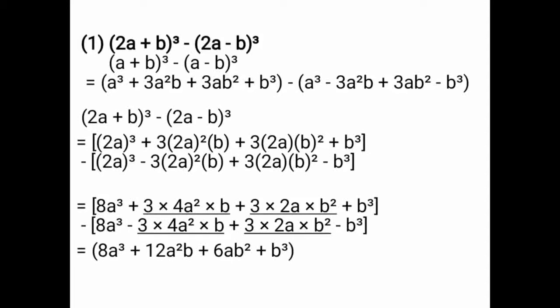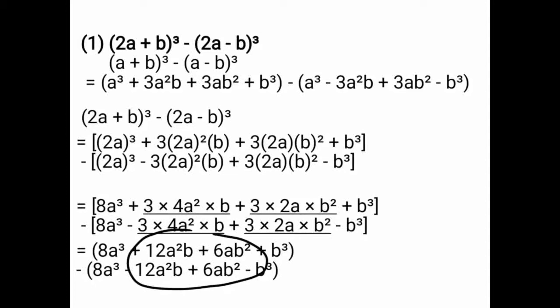8a cube plus 12a square b plus 6ab square plus b cube minus 8a cube minus 12a square b plus 6ab square minus b cube. I have multiplied both 3a square b plus 3ab square in both the brackets. I am getting the answer 12a square b and 6ab square.